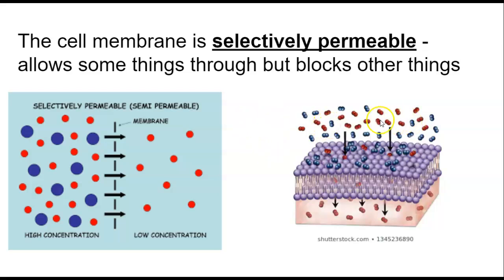On the right-hand picture, you'll see there's red and blue molecules. Who knows what molecules they are? It doesn't really matter. But notice only the red ones are able to get through the cell membrane. So the cell membrane only lets some things through. Remember, it's like that gatekeeper. It controls the gate to let things in or out.